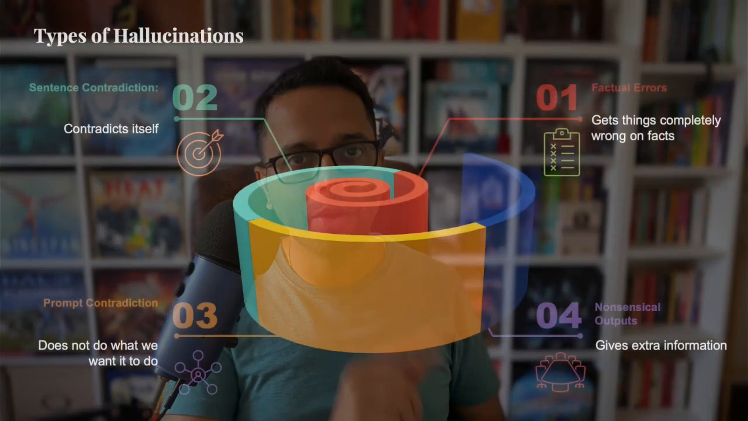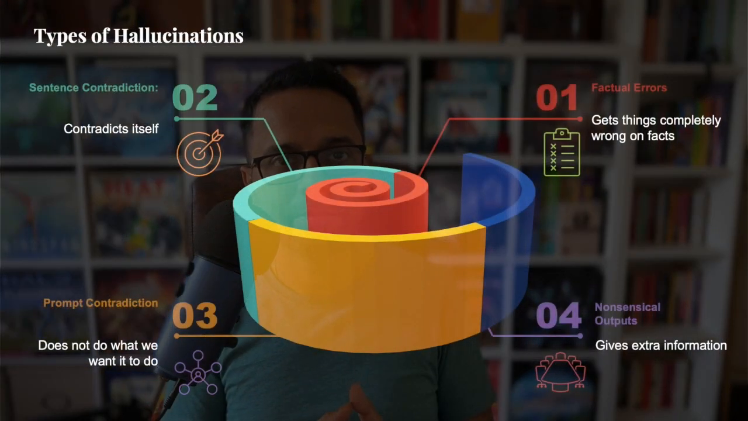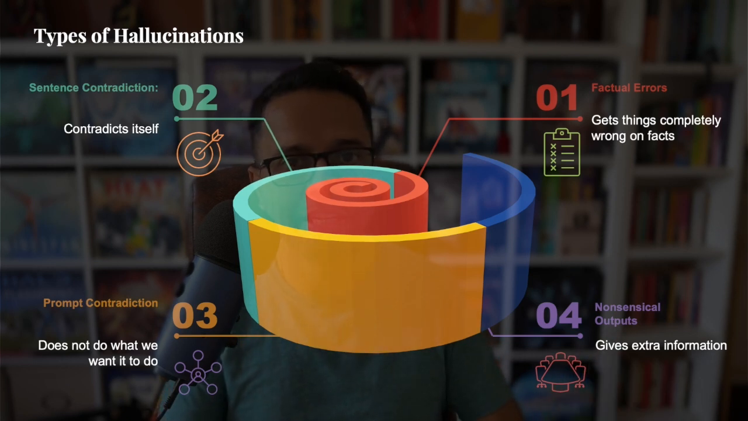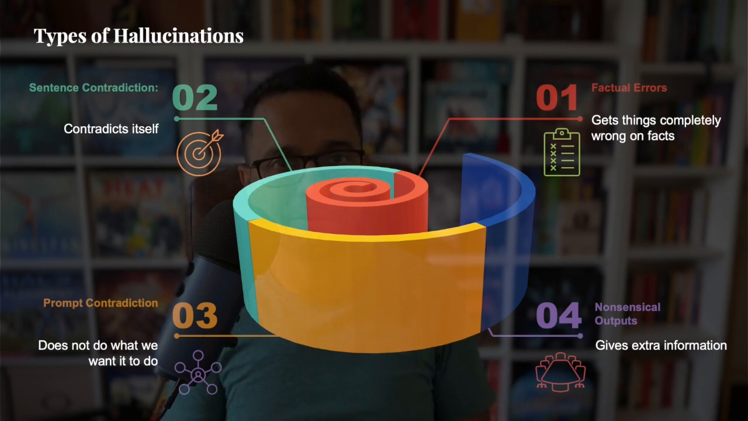So let's look at the 4 major types of hallucinations. Number 1 is obviously factual errors, right? When you ask which is the capital of India and it says Mumbai, that's a factual error, right? And this is the most dangerous type of hallucination because this has to be controlled. This is where the LLM goes absolutely wrong.